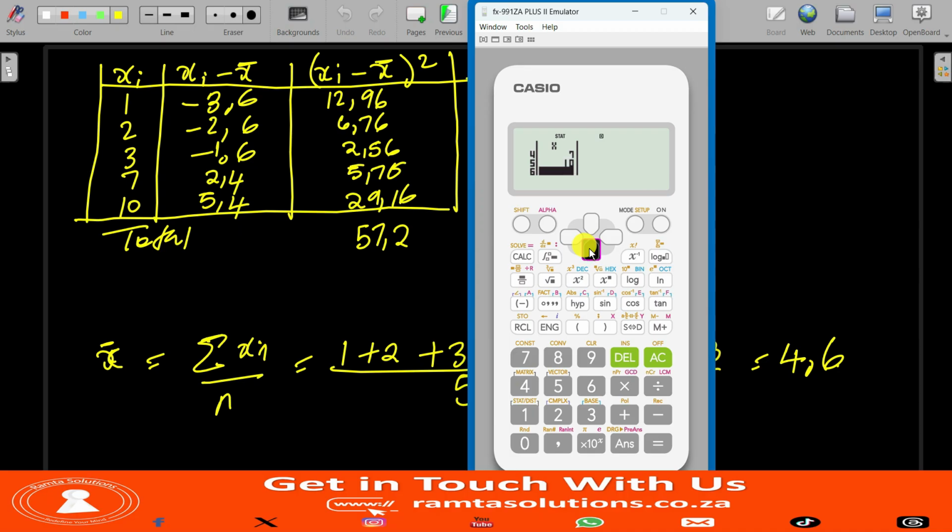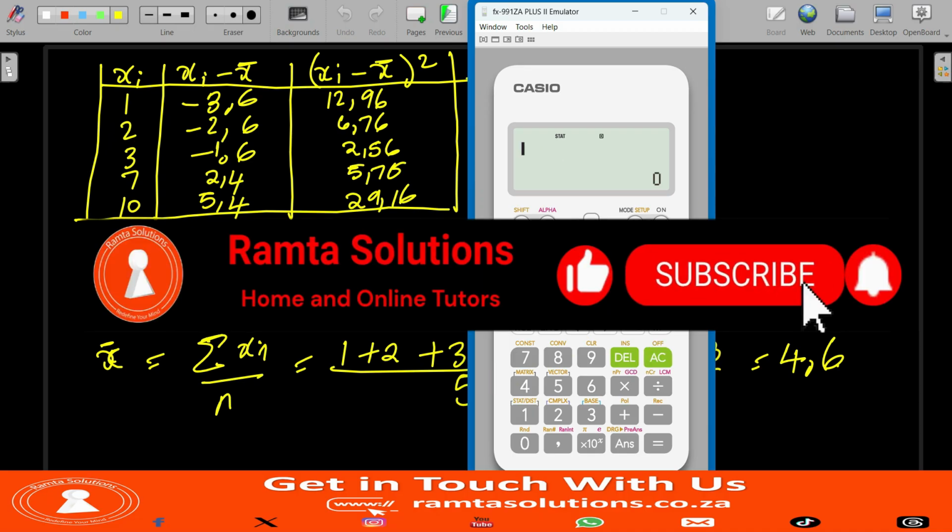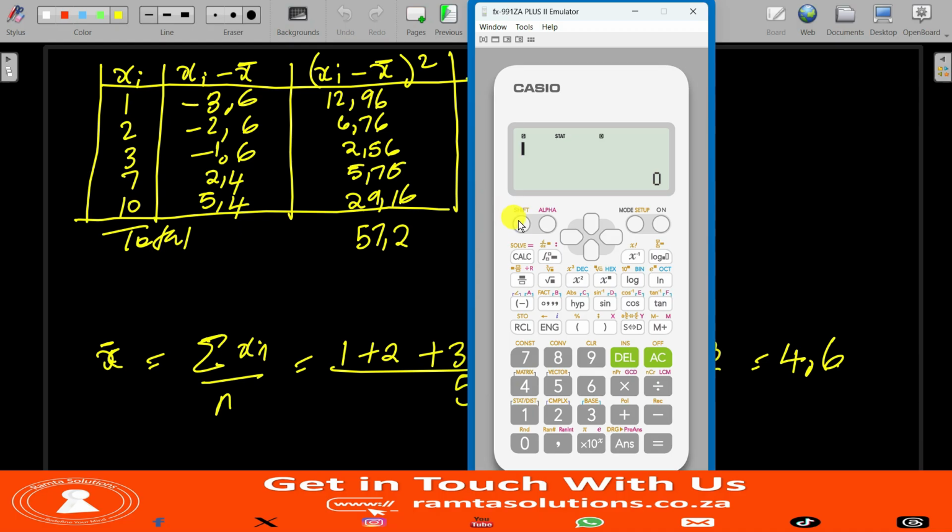How many data points did you say we have? Indeed, we had 5 data points. You can press AC. Now, to get all these things that you want, for example, we are interested only in the mean. So we're going to say shift and then press 1, that says statistics or distribution. So we're going to say shift 1.